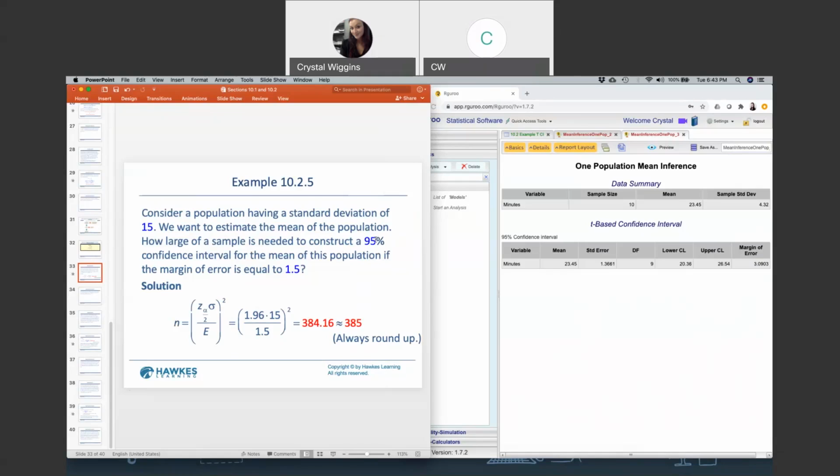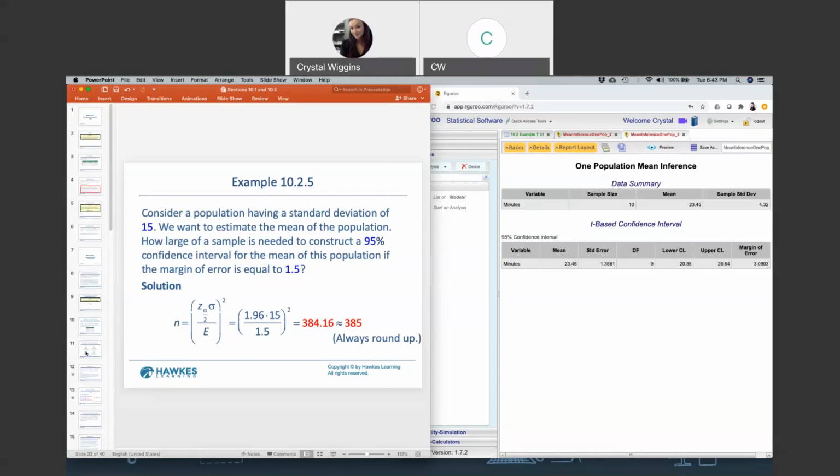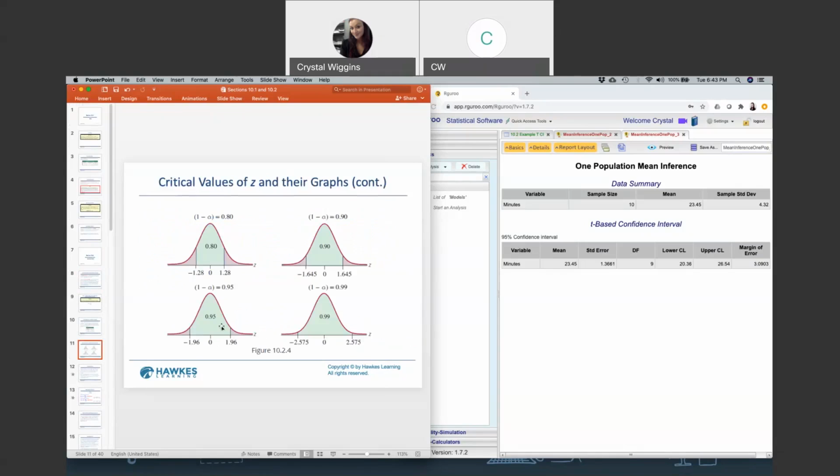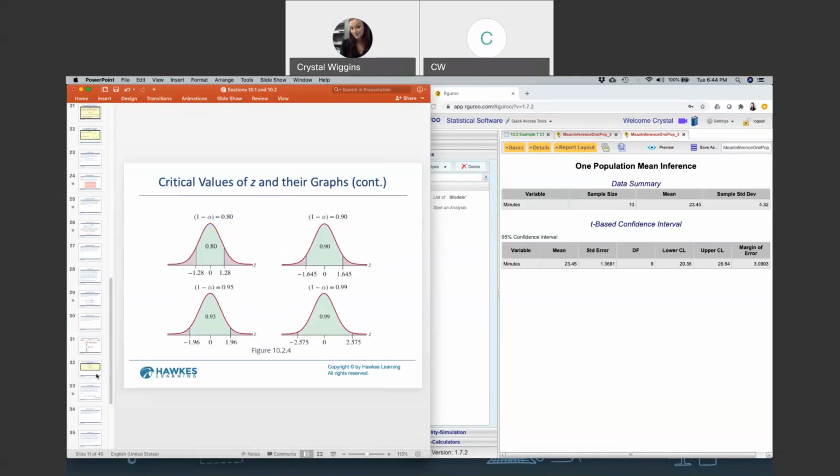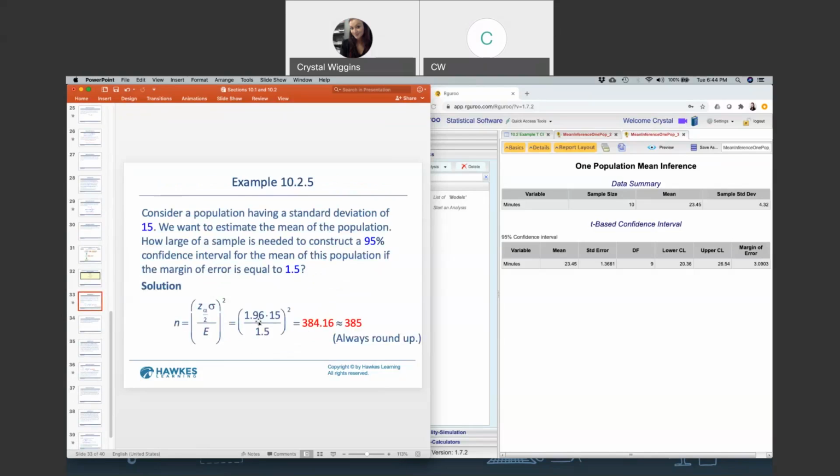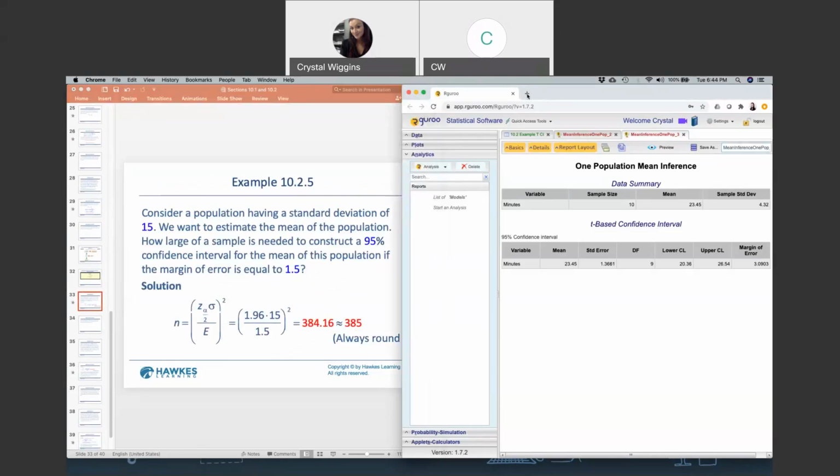So 95%, if we go back to that slide, way up here, 95% produces a critical value of 1.96. Go back down. So we have 1.96, which is directly correlated to the 95%. And let me show you where this comes from in the table.